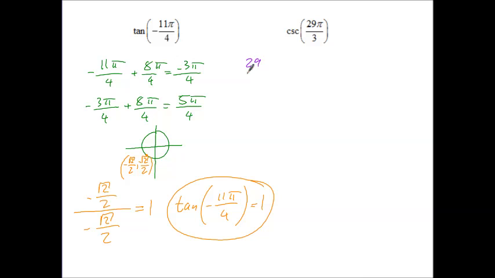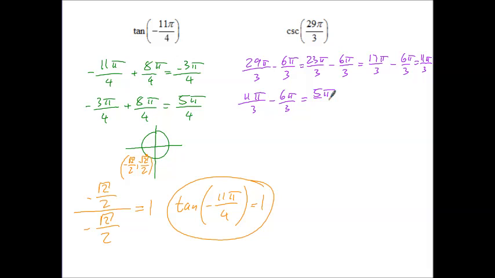So let's get started. 29 pi over 3, we're subtracting 6 pi over 3. Then we're left with 23 pi over 3. That's still too big, so we need to subtract 6 pi over 3 one more time. Now we have 17 pi over 3. Still too much. Subtract 6 pi over 3 again. We get 11 pi over 3. 11 pi over 3 is still more than 2 pi, so we need to keep going. 11 pi over 3 minus 6 pi over 3, and that will give us 5 pi over 3.